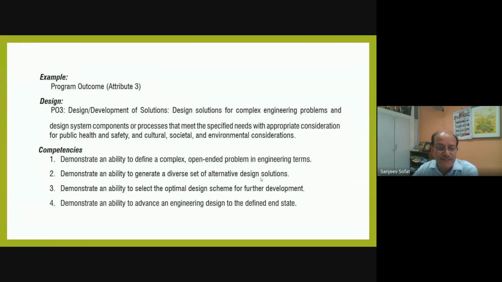What we expect is that one of the outcomes is they should be able to solve complex engineering problems. What sort of engineering problem do you envisage there? Maybe some data structure problems, some software engineering problems, some IoT problems. There are so many problems like this. So this is what we say.